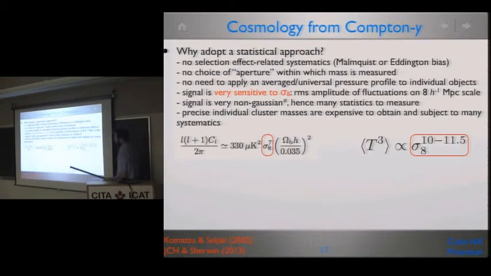All right, so why would you adopt this kind of a statistical approach? I think that there's a number of reasons that's advantageous. So one of them is that there are no selection effect related systematics. So there's no Malmquist or Eddington biases. We're never actually selecting individual clusters to study in this approach.